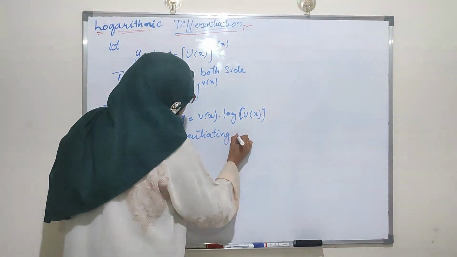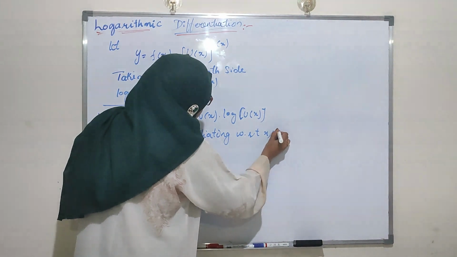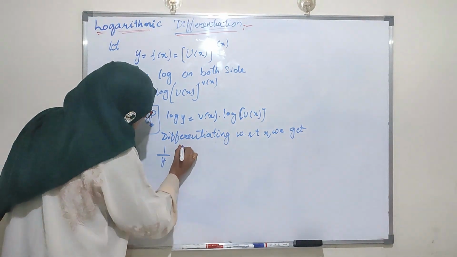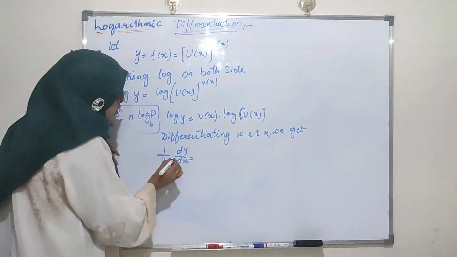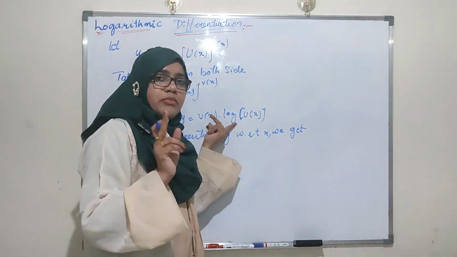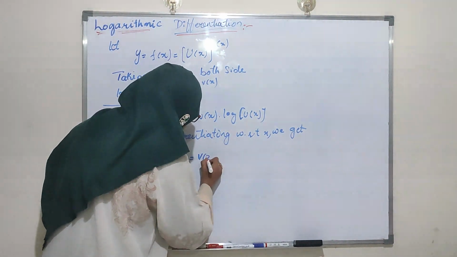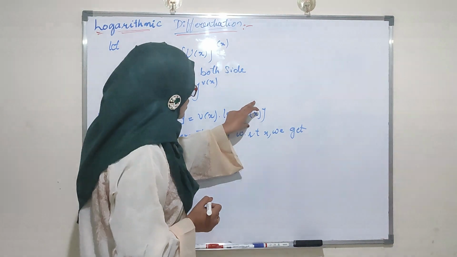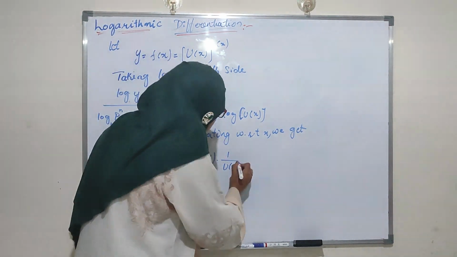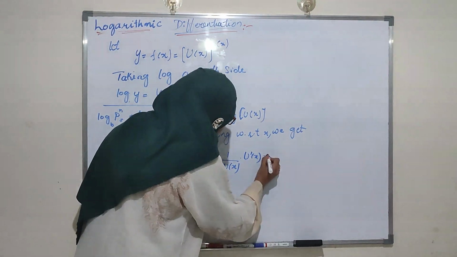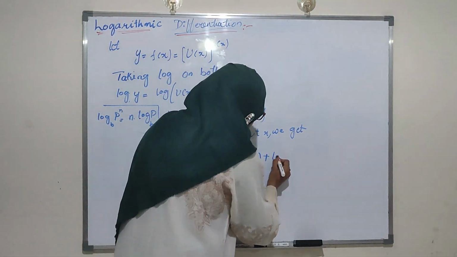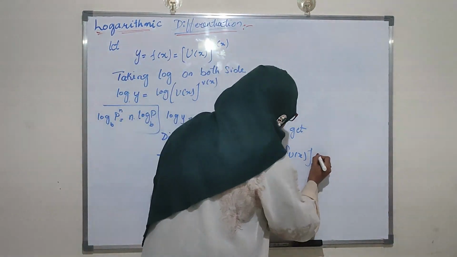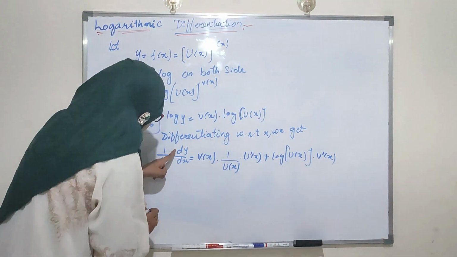Differentiating with respect to x, we get, here, log y differentiation is 1 by y dy by dx. Now for differentiation we have to apply the product rule. Keep v of x as it is, and the differentiation of log u of x is 1 by u of x into u dash of x. Suppose this is x, log x differentiation is 1 by x. Plus, keep this as it is, log of u of x into the differentiation of v of x, which is v dash of x. So now we have to find dy by dx.